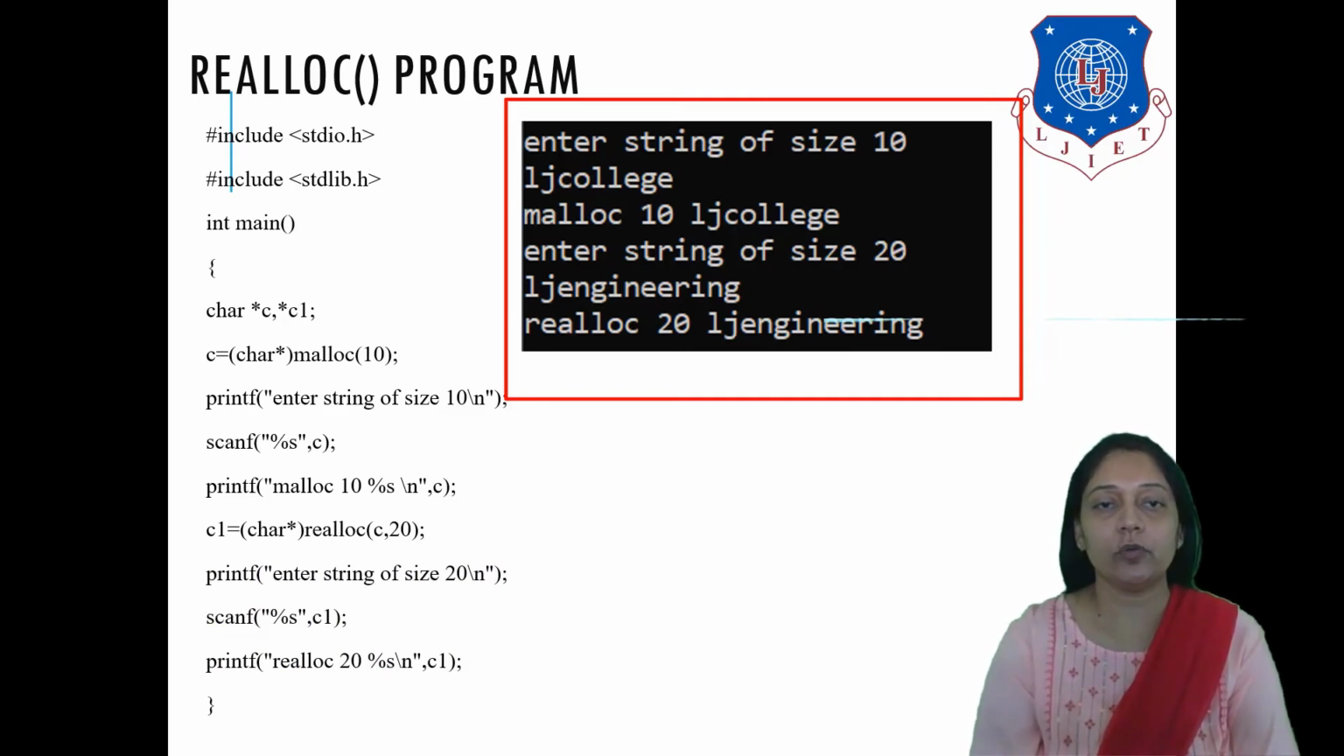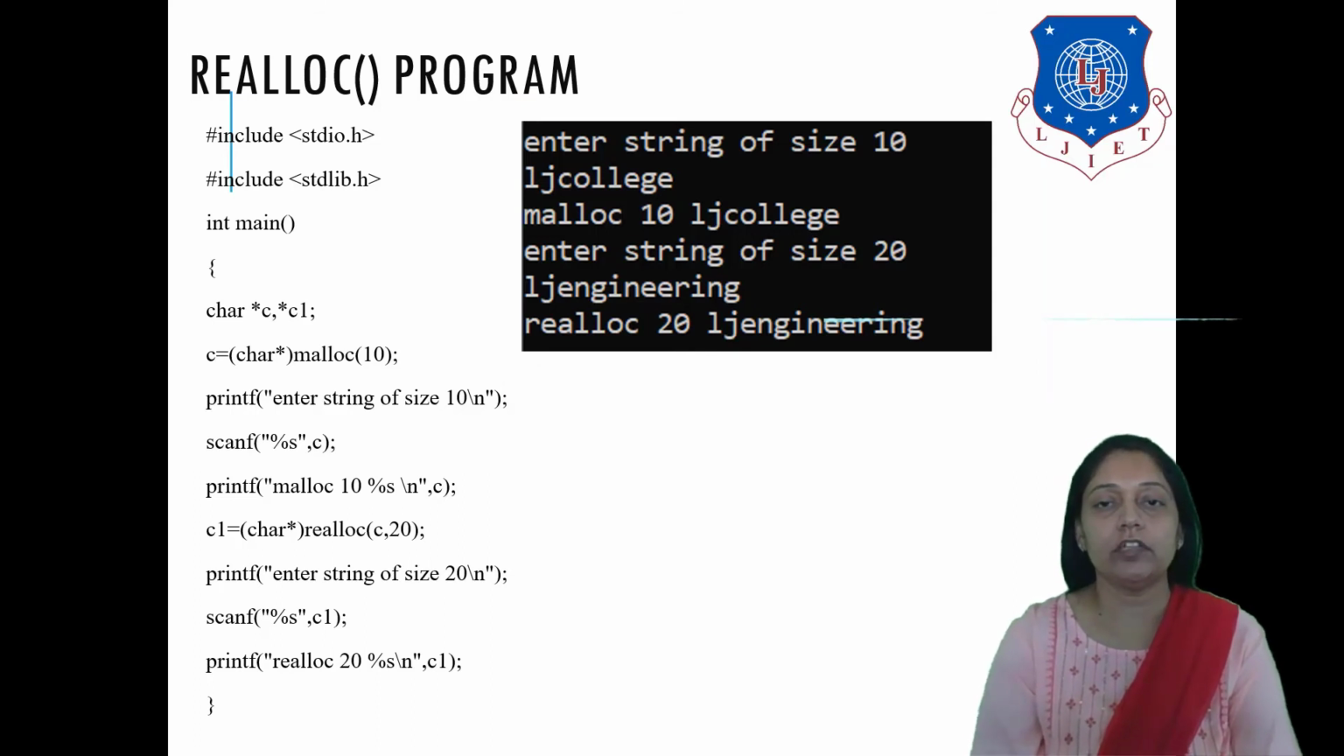Okay, so that's all for today. This was all about the different dynamic memory allocation functions that today we have studied: malloc, calloc, realloc and free. So that's all for today.